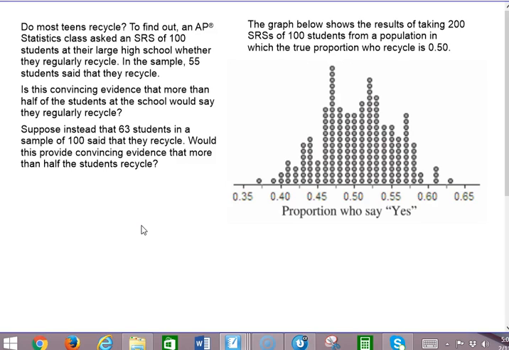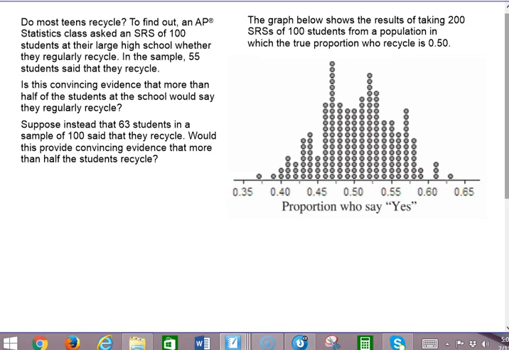To find out, an AP Statistics class asked a simple random sample of 100 students at their large high school whether they regularly recycle. In the sample, 55 students said that they recycle. Is this convincing evidence that more than half of the students at the school would say they regularly recycle? So we're trying to find out if more than half of the students recycle.